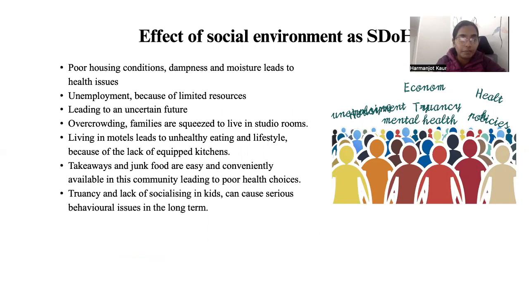So, the effect of social environment as a social determinant of health. Since I said housing is poor and some old houses are not warm enough in winter, this leads to health issues, particularly in children and kids. The people who are in emergency housing suffer a lot because they don't have employment as well. Some of them want to work, but because of their uncertain temporary accommodation, they don't know where they're going to live and where they should work. So they have got limited resources, and this leads to an uncertain future for them.